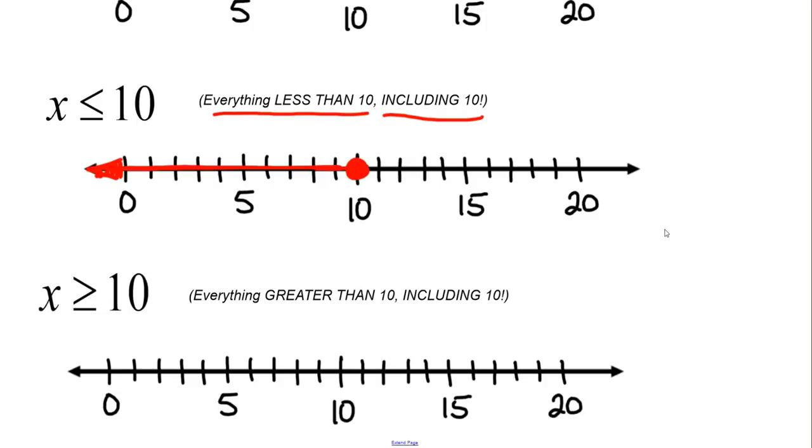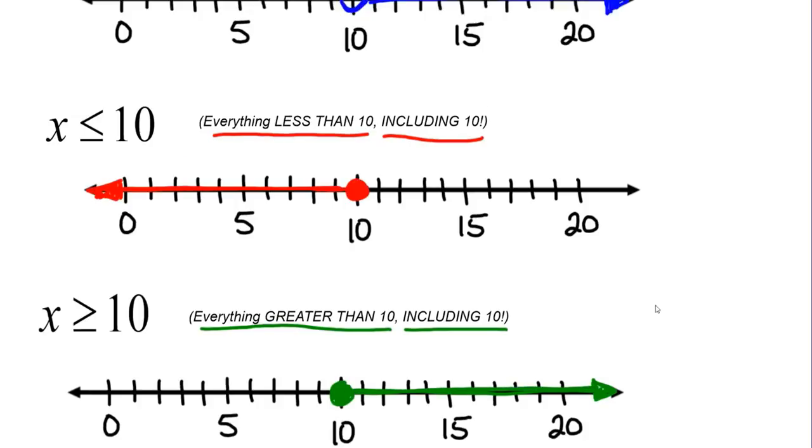Likewise here, X is greater than or equal to 10. So again, 10 is included. We want everything greater than 10, including 10. So now I'm going to include 10 by putting a solid circle or a solid dot on 10, and I want everything greater than 10 as well. So I'm going to shade to the right and show everything greater than 10, including 10.